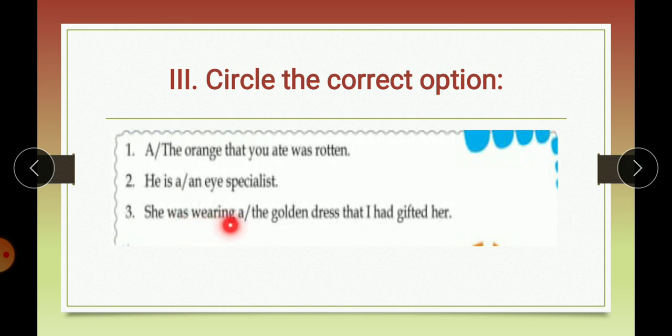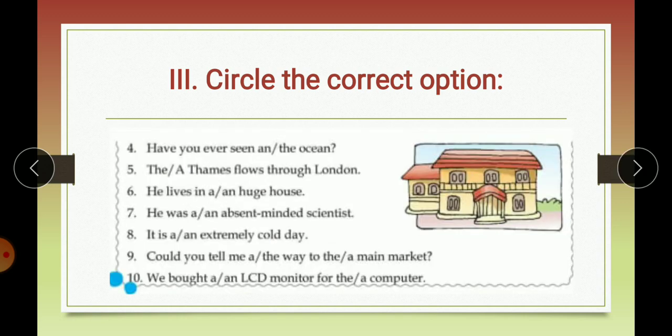She was wearing a golden dress that I had gifted her, or the golden dress that I had gifted her. The right answer is the, because we are talking about the golden dress that I had gifted her. So it is specified. Coming to the fourth one: have you ever seen an ocean or the ocean? It will be an ocean, because if there was the name of any ocean or sea, we would have written the. But it is in general, so it is an.